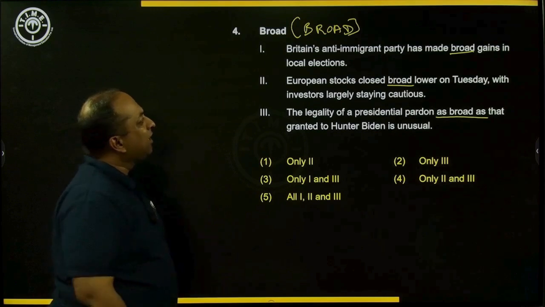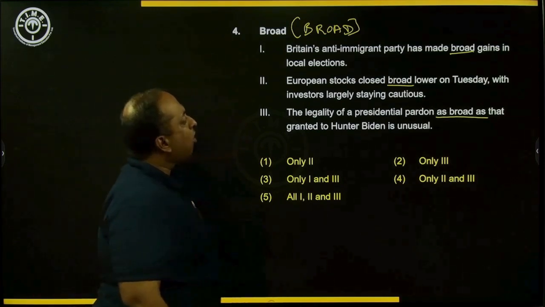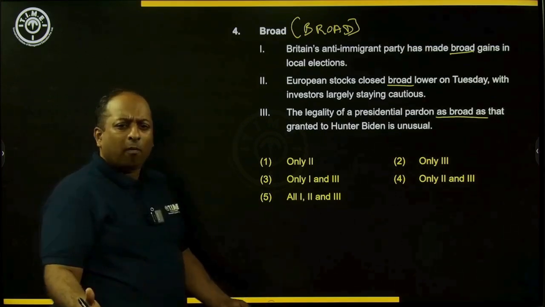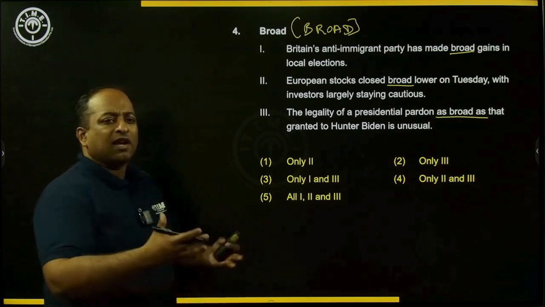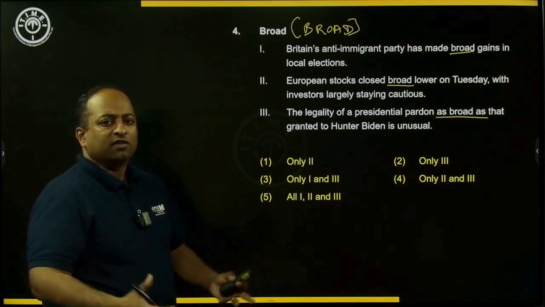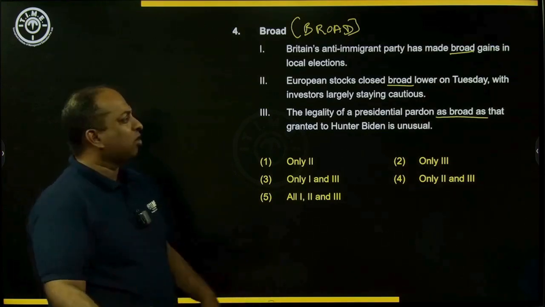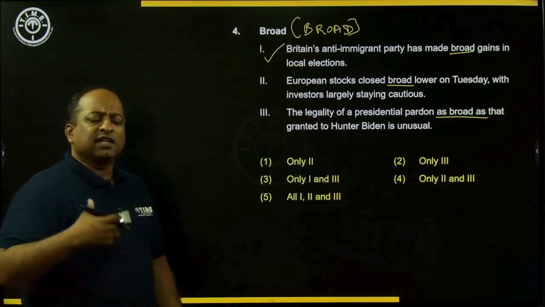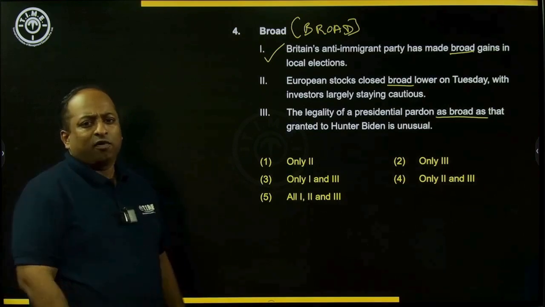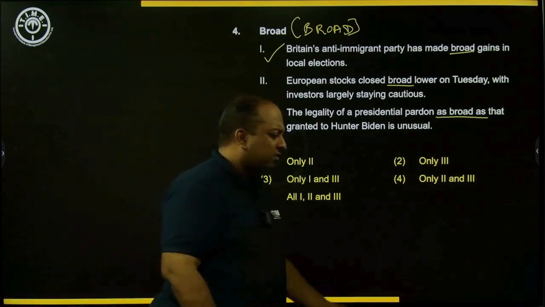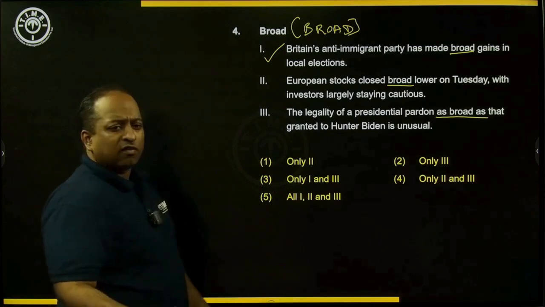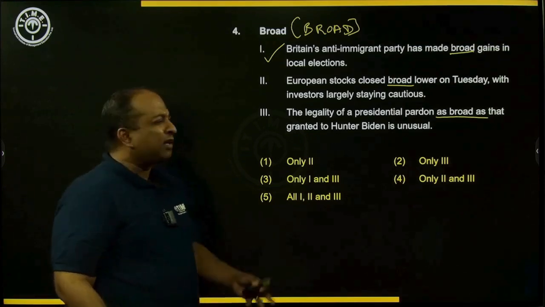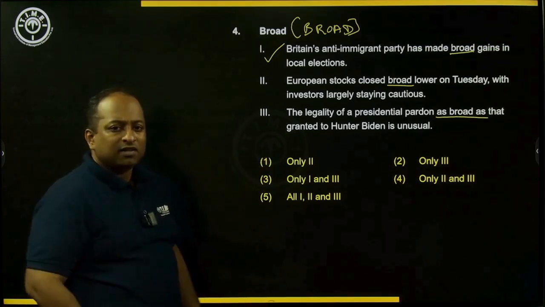The first statement: Britain's anti-immigrant party has made broad gains in local elections. So broad gains is a common phrase. It talks about the range of the gains, the wide range of the gains. It means it has made a lot of gains, right? Any party which makes broad gains in elections has significantly improved over its previous performance in the election. So this might be referring to one of the parties in Britain itself, maybe the Reform Party or the UK Independence Party. Both of these parties are anti-immigrant parties.